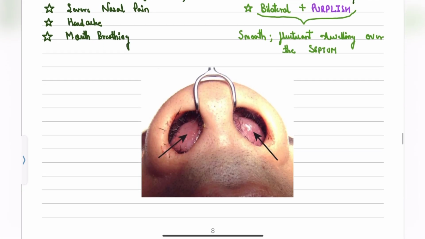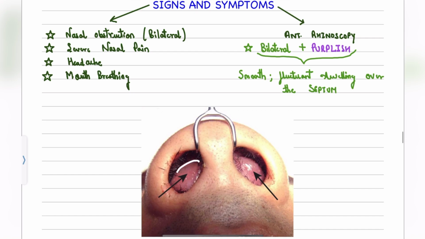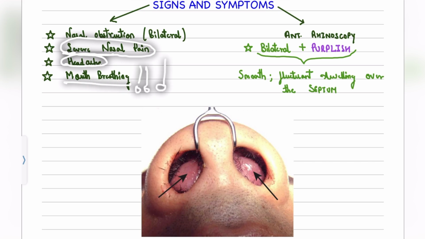In this image, you could easily see septal hematoma is present bilaterally. It is almost always present bilaterally. So if somebody asks what is the presentation in obstruction of septal hematoma, it is always bilateral. Since it's an emergency condition, there's going to be severe nasal pain, headache and mouth breathing, because of course there is bilateral nasal obstruction, because of which there is going to be mouth breathing.